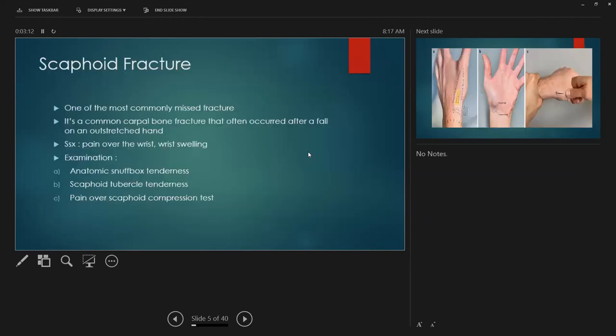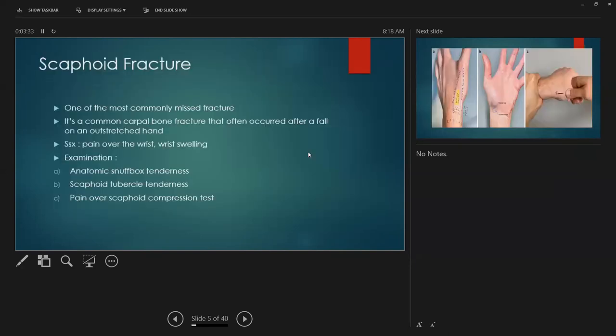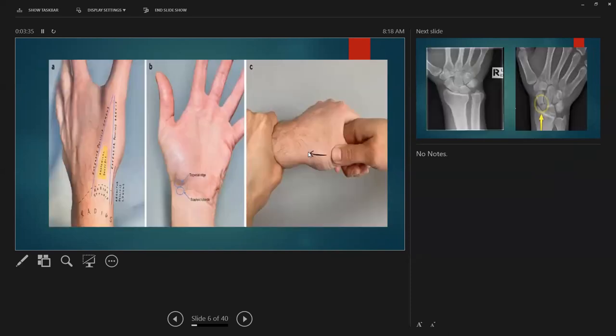Next is scaphoid tubercle tenderness. You can look at picture B. This is also one of the examinations to determine whether there's any scaphoid fracture. What you do is press on the scaphoid tubercle over here. If the patient develops tenderness, it's suggestive of scaphoid fracture as well. Picture C is our scaphoid compression test. The scaphoid compression test is a maneuver we use to examine the scaphoid stability and to reproduce the patient's symptoms.